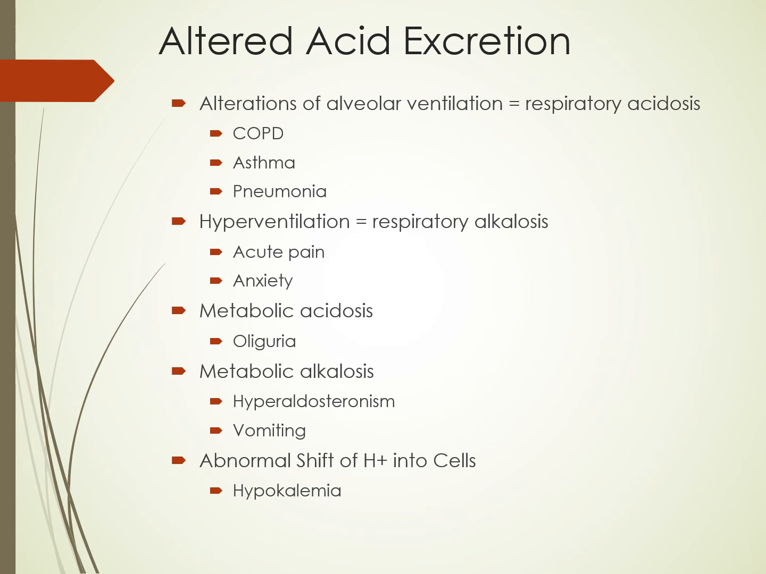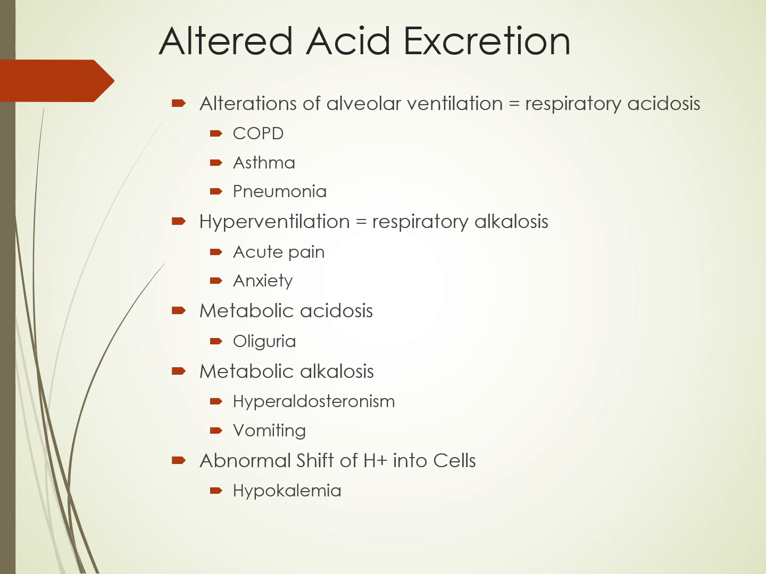Metabolic alkalosis can also occur from hyperaldosteronism. Aldosterone, you should look that up, hyperaldosteronism. Factors that shift substantial numbers of hydrogen into cells can cause too little acid to be in the blood.